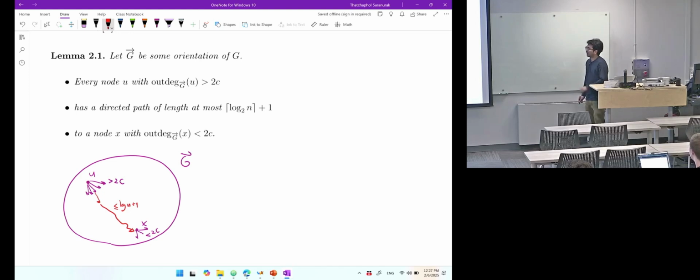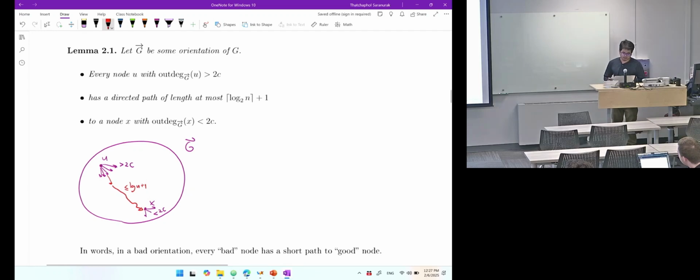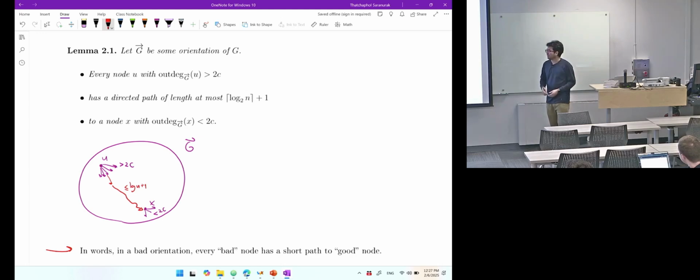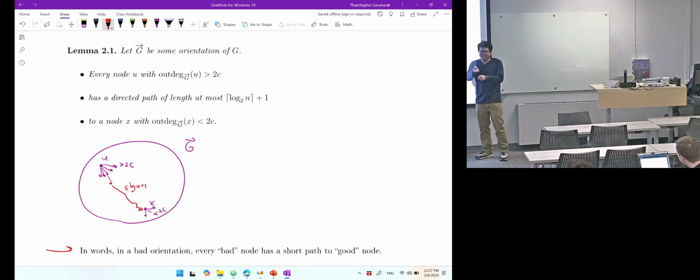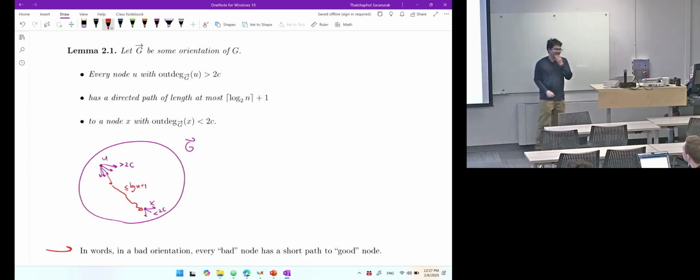Now how can we prove this? This is not that trivial, but basically inverse. How should you interpret this? It means that in any orientation, maybe in a bad orientation, every bad node must have a short path to the good node. That's what I want to say. Okay.